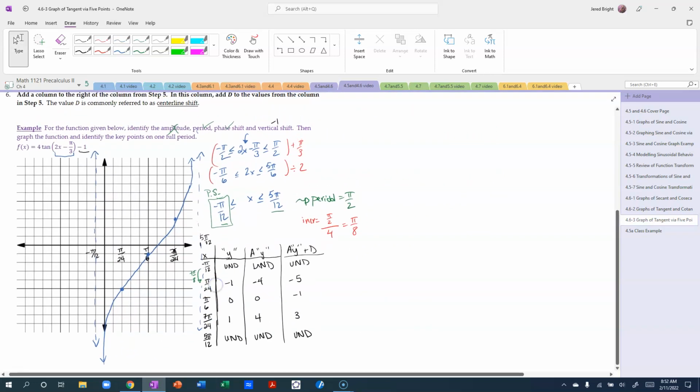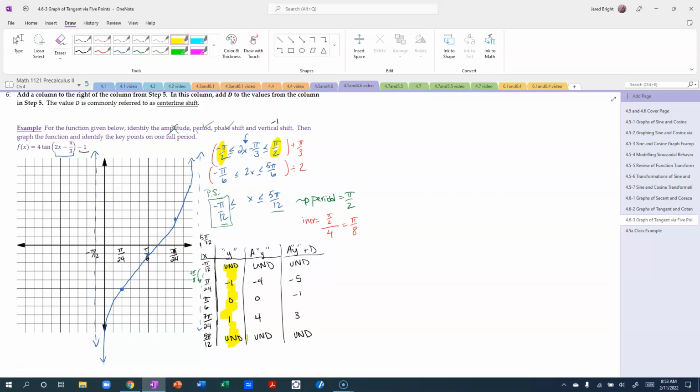Okay, so we've done the 5-point method with tangent. Again, the big differences are that at the beginning we sandwich it between negative pi over 2 and pi over 2 just so we see one complete period with no breaks. Solve it, and then really all the other steps are similar up until you're ready to initialize. So initialize according to this general pattern of undefined, -1, 0, 1, undefined, and you'll be good to go.